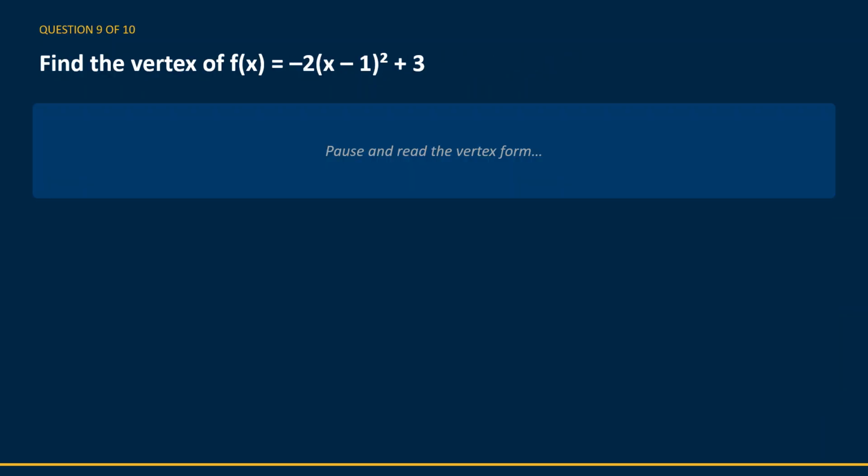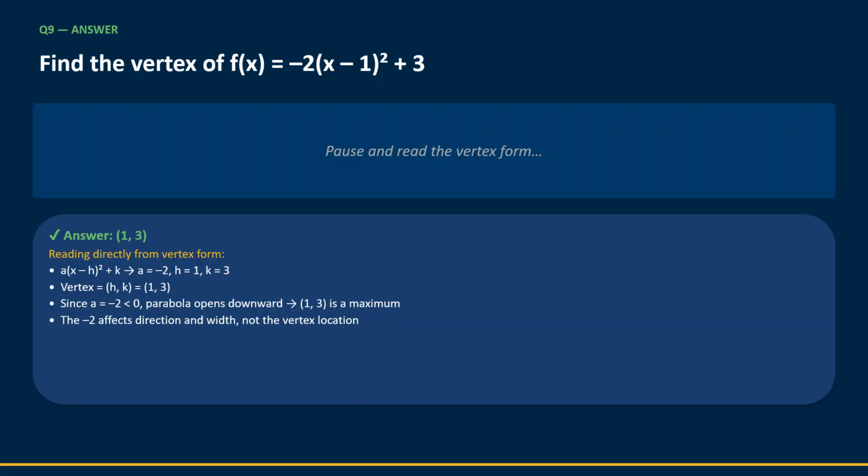Question 9. What is the vertex of f of x equals negative 2 times the quantity (x minus 1) squared plus 3? The answer is (1, 3). Reading directly from vertex form, a equals negative 2, h equals 1, k equals 3. The vertex is at (h, k), which is (1, 3). Since a is negative 2, the parabola opens downward, making this vertex a maximum. The negative 2 affects direction and width, not the vertex location.